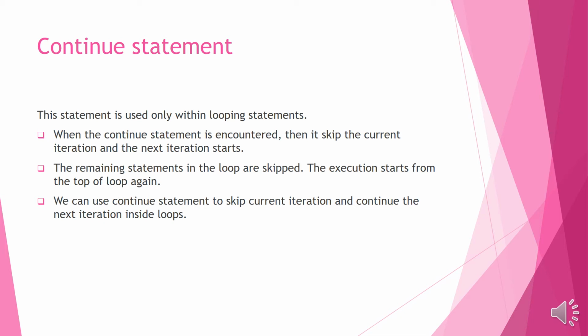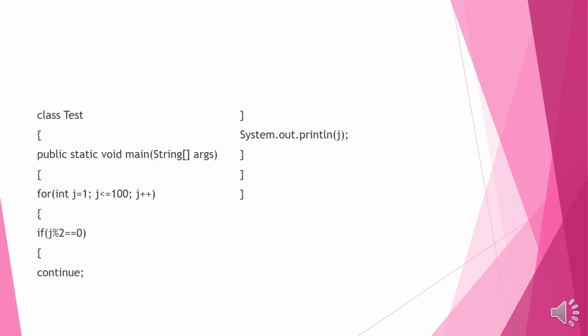We can use the continue statement to skip the current iteration and continue with the next iteration inside loops. So this is an example of using the continue statement. Here also we have created a class test, and inside the main function we have a loop. As we know, continue can only be used when we have a looping statement. So we have a for loop here with j initialized to 1, and the condition will be checked till it is equivalent to 100.